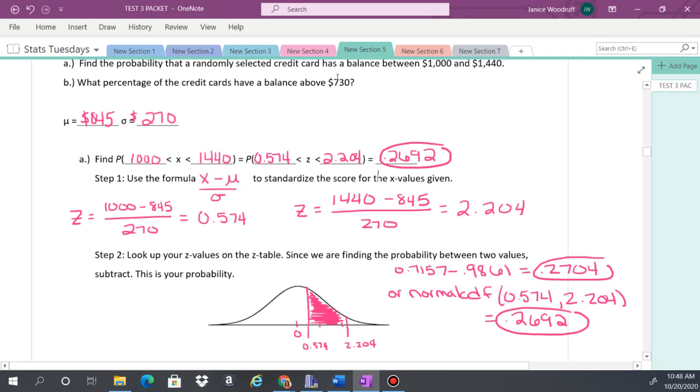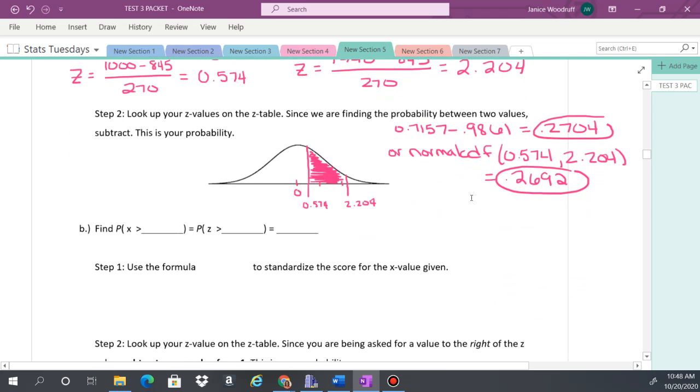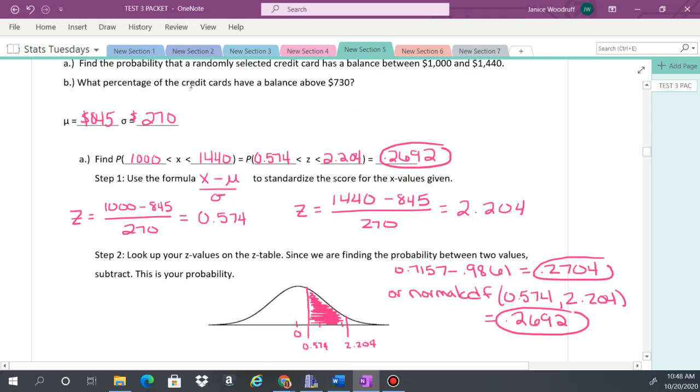The probability that a randomly selected credit card has a balance between 1,000 and 1,440 is 0.2692, or roughly 27%. Okay, then answer B is, what percentage? So now they want you to answer this one as a percentage. What percentage has a balance above 730?